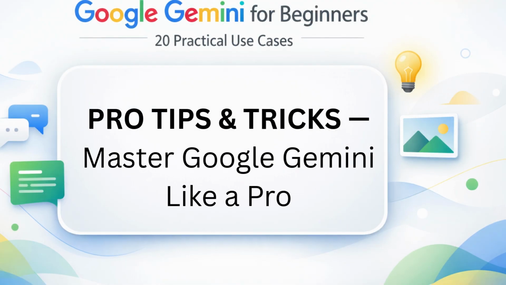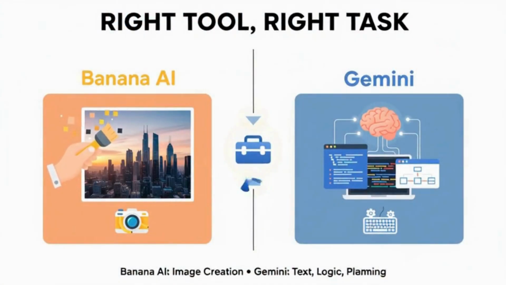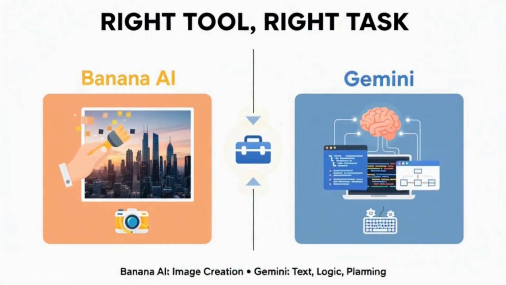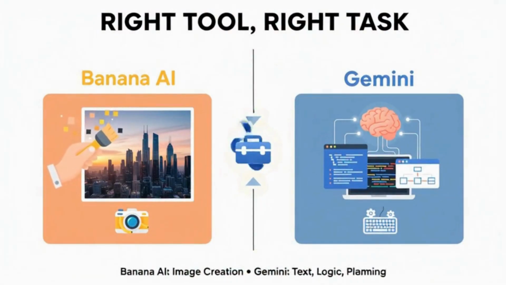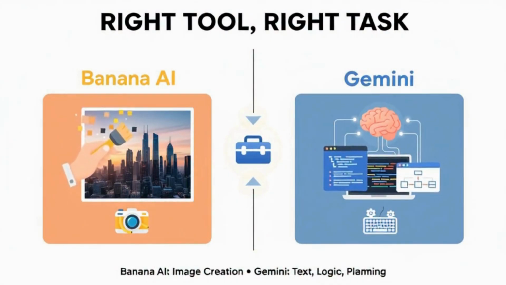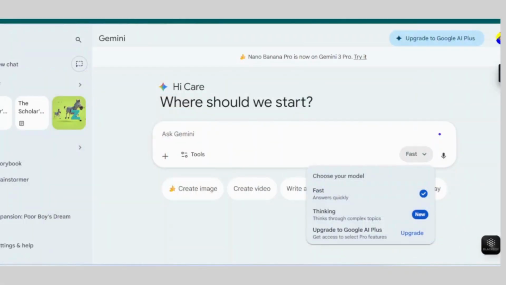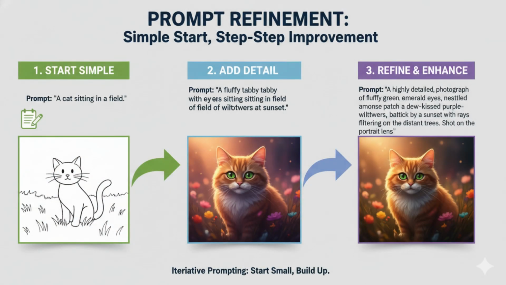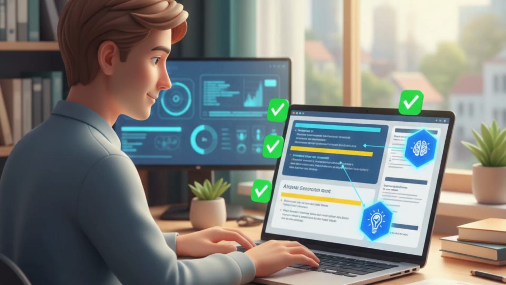Pro tips and tricks. Master Google Gemini like a pro. Use the right tool for the right task, such as Banana AI for image creation and Gemini for text, planning, and logic-based work. Choose the appropriate model. Use fast models for quick tasks and thinking models for detailed or creative work. Start with a simple prompt, then improve it step by step instead of writing long instructions at once. Always review the output carefully before using it in real projects.